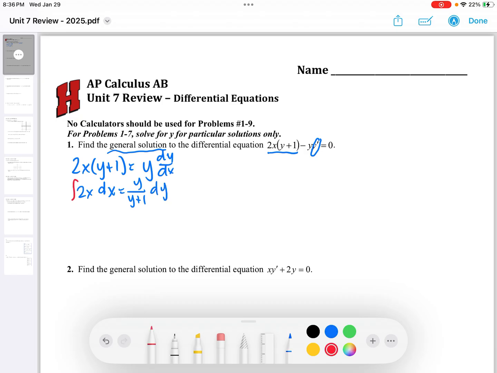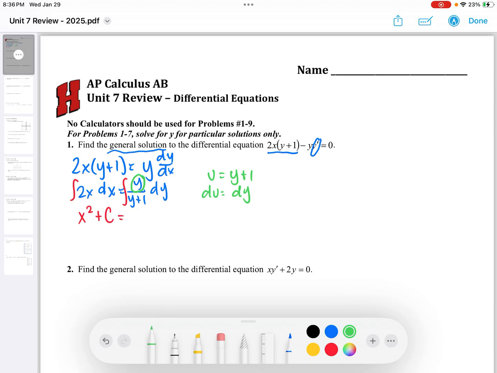And now we're going to integrate. Over here, we're going to add 1 to the exponent with that x and divide by 2, and this is where I'm going to add my plus c. On the other side, we need to do some u substitutions. So I'm going to make my u y plus 1, and then I get my du, and it's dy, but I have this extra y up here at the top that I need to deal with.